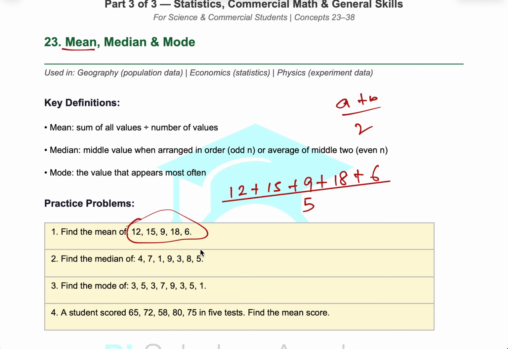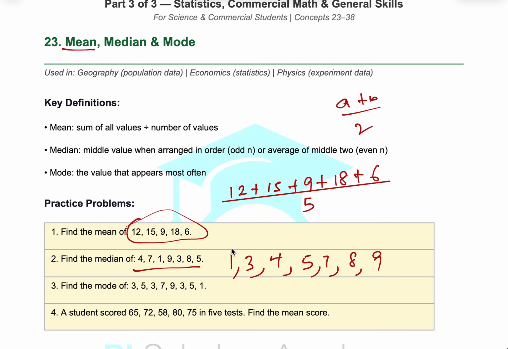Now for median, you need to rearrange first before you can find the median. For instance, in this case, you have 1 is the least number there, followed by 3, followed by 4, followed by 5, then you have 7, then you have 8, then you have 9. How many numbers do we have here? 1, 2, 3, 4, 5, 6, 7.